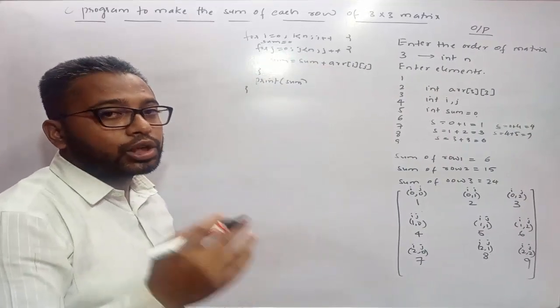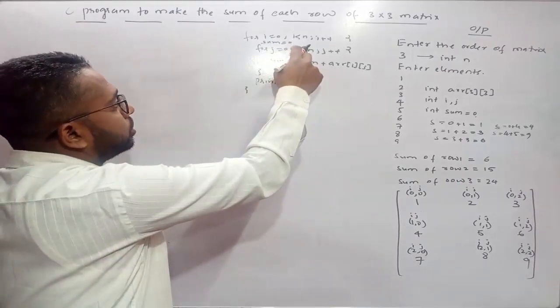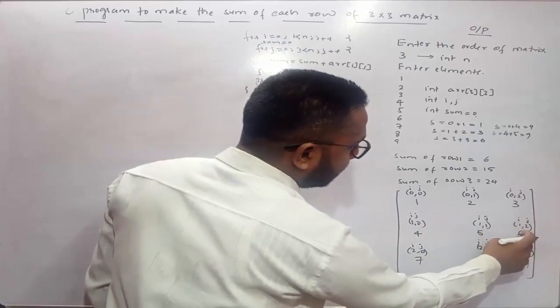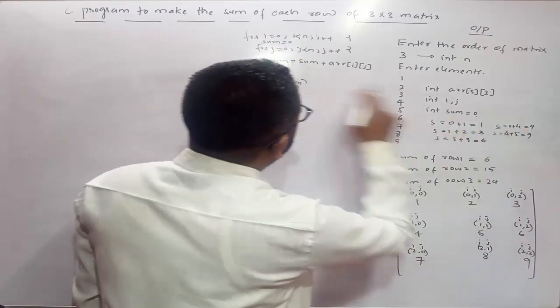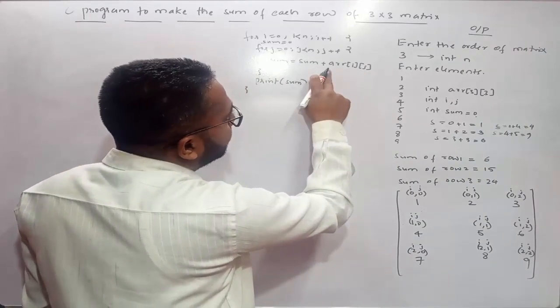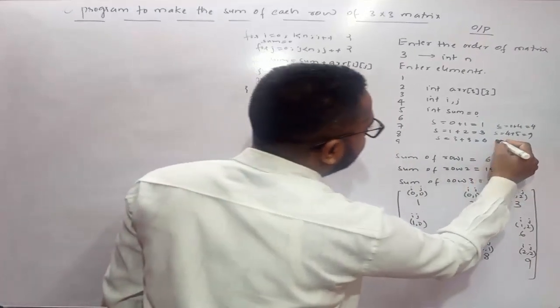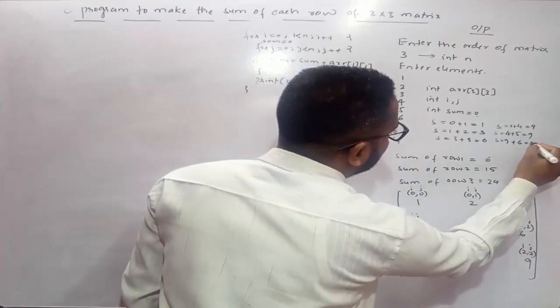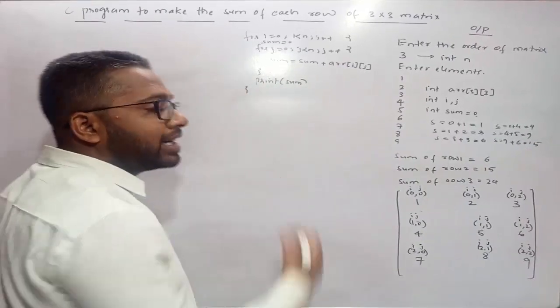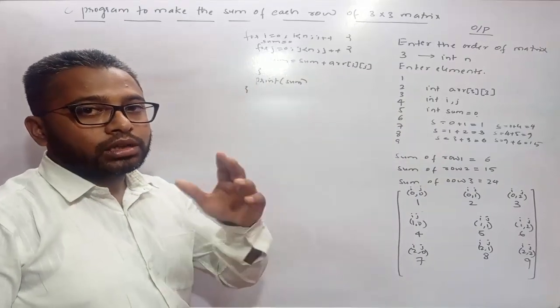j becomes 2. So for the value of j equals to 2, I is 1, 1 comma 2. This is 1 comma 2, 6. So 9, sum plus array of 1 comma 2. Sum is 9, 9 plus 6 and we will get 15. Now you can see 15. Now again j gets incremented by 1. Now j value becomes 3.